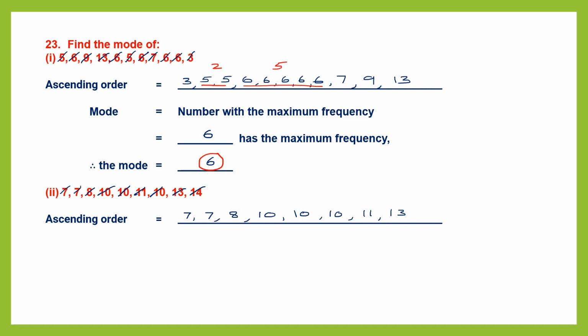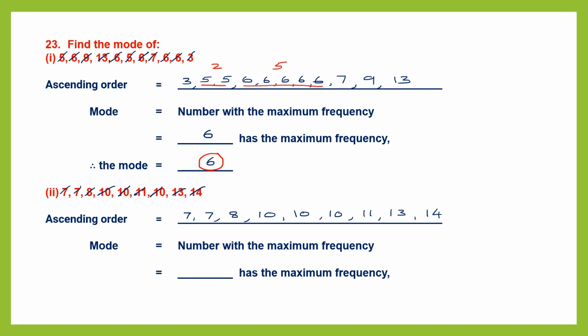11, 13 and 14. So how do we find the mode? Mode is the number with the maximum frequency. Now which is the number which has the maximum frequency? Now let's see. 7, there are 2. 8 is only 1. 10, 1, 2, 3. There are 3 tens and all the other numbers are only 1 each. So which is the number which has maximum frequency? The number 10 has a maximum frequency because there are 3 tens. Therefore, the mode is 10. So this is our answer.